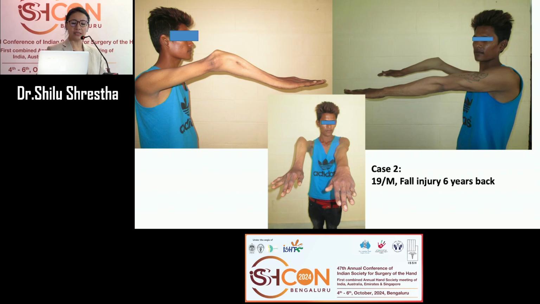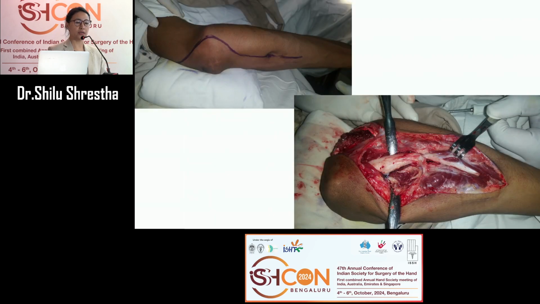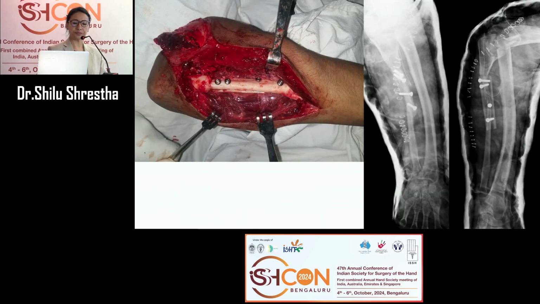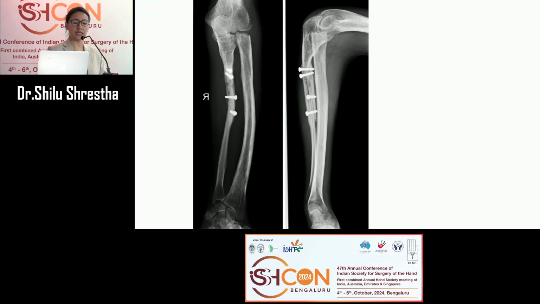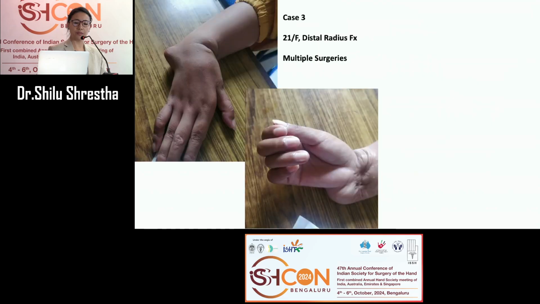Another boy, 19 years old, presented to us with this deformity because of an injury that happened 6 years back. He had a neglected Monteggia fracture dislocation. We opened the non-union site and decided to do a double onlay fibula strut graft. This is after fixation, 8 months after the fixation, and these are his recent clinical pictures.